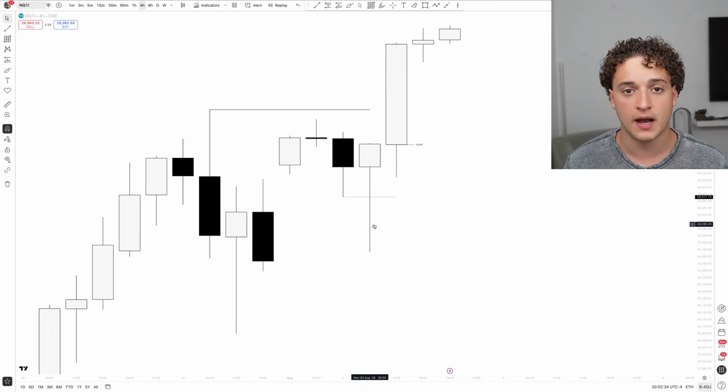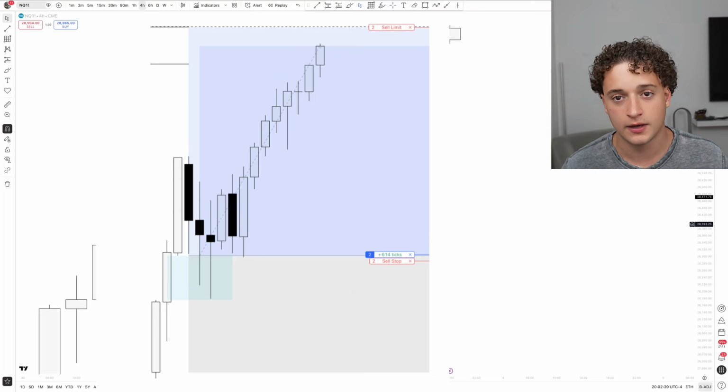Hello everybody, today we're going to be recapping how I made $10,000 trading NQ. Here's a screenshot of my execution and let's get right into it.